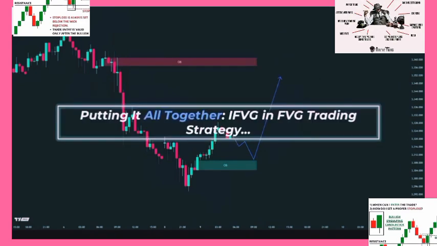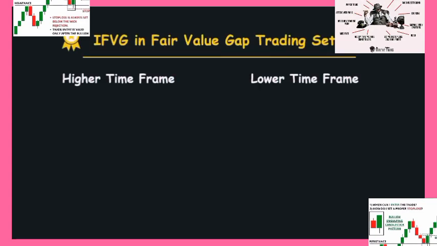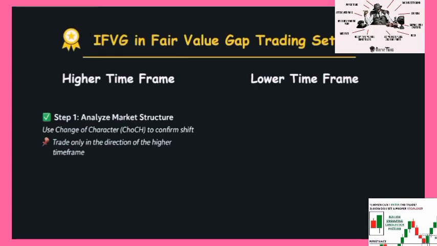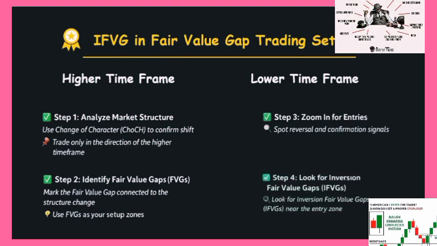Now let's put all of these concepts together by breaking down one of smart money's most effective strategies, the inversion fair value gap in fair value gap. To apply this strategy correctly, you'll need to work with two time frames. First, use a higher time frame to analyze market structure. Here, you'll look for a change of character and the fair value gap connected to it. Then, zoom into a lower time frame to spot reversal and confirmation signals. This is where you'll look for inversion fair value gaps and identify your entry point. Now let's go step by step and see exactly how this plays out.